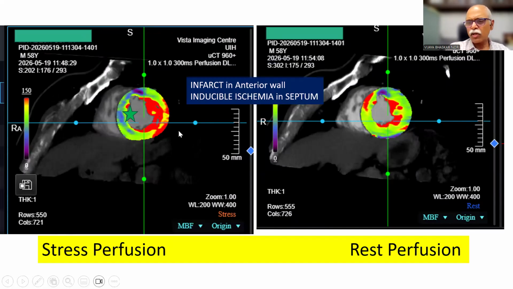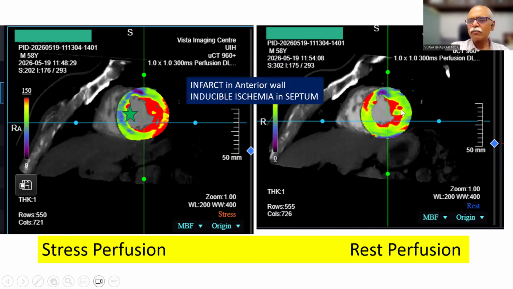Now, when we do the perfusion here, you see this is a stress perfusion, this is rest perfusion. In the basal to mid anterior wall, you see a perfusion defect; the purple areas are perfusion defects. In the stress perfusion or rest perfusion, red is normal. That means minimum 150 ml of myocardial blood flow, and slowly the grading from red to purple, purple to blue is low blood flow. So here you can see that in rest perfusion, the anterior wall, there's a purple defect. In stress perfusion, there's a purple defect.